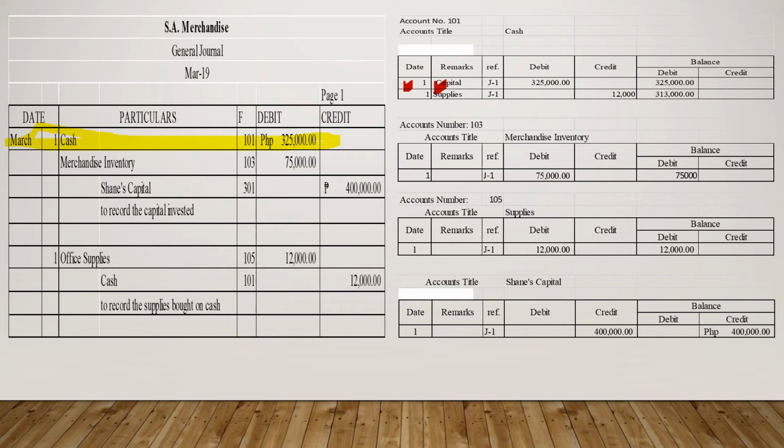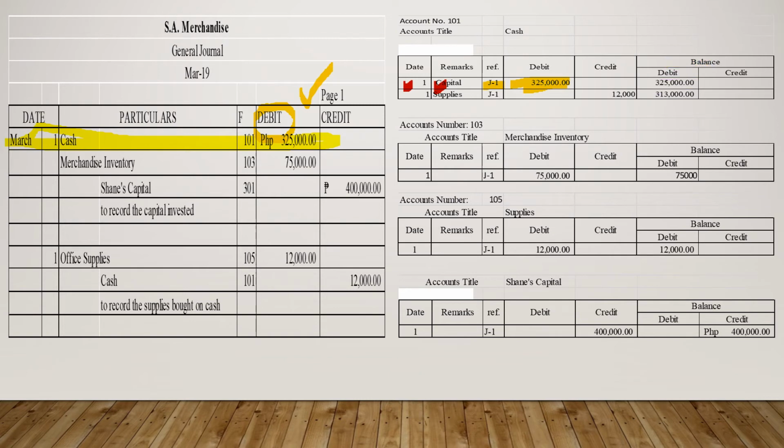So, the next one is we have J1 or journal page 1. So, we have 325,000 pesos. As you can see, siya ay nasa debit side. Kaya ito po yun, 325,000 pesos debit side. Ibig sabihin may pumasok na 325,000 pesos sa negosyo noong March 1. Kaya ang kanyang balances ay we have 325,000 pesos in debit side.